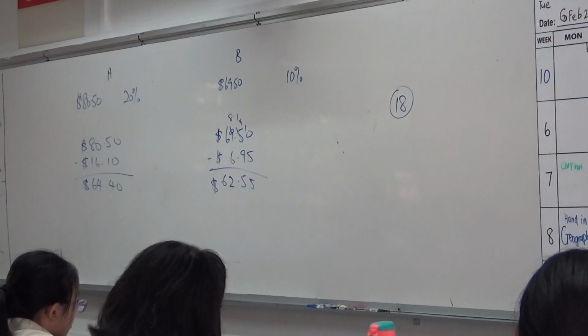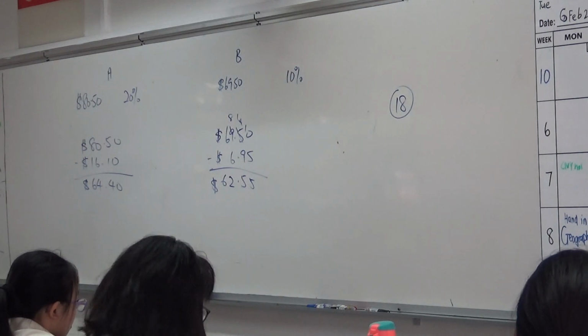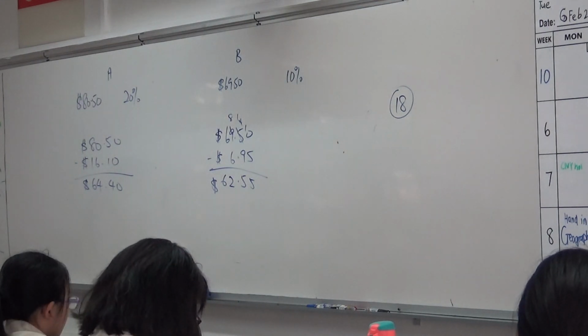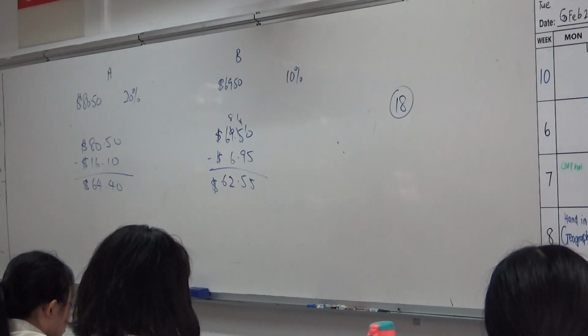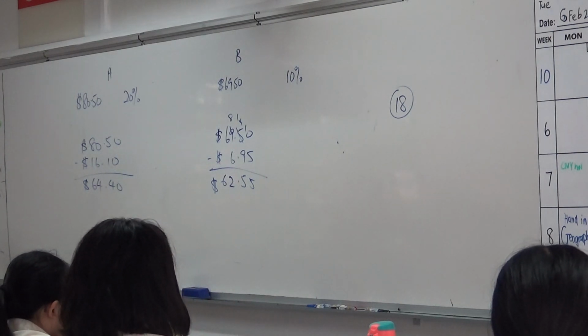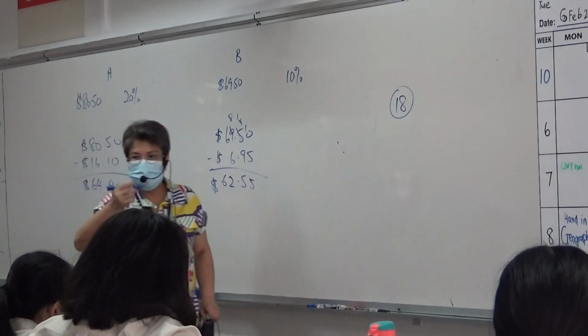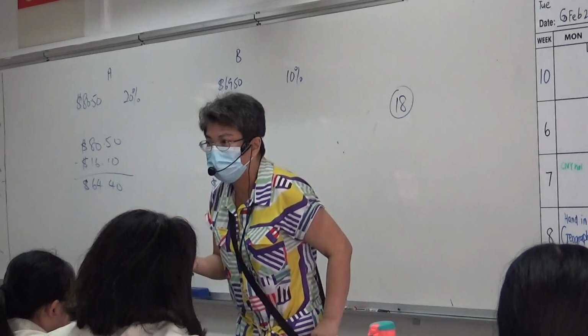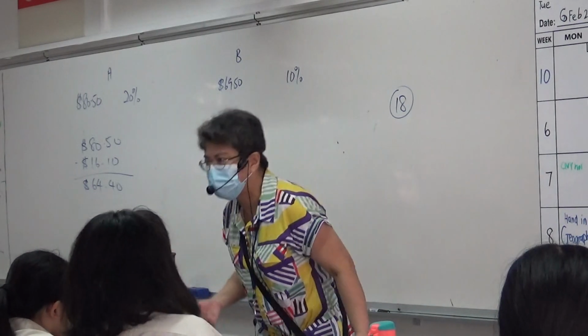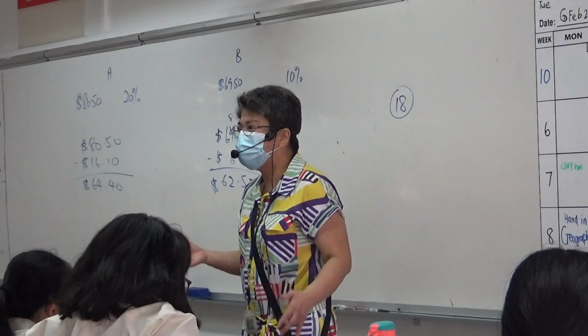Do you agree it's 62.55? Can you see what I'm talking about? Okay, so which one will you buy, A or B? B, yeah? Now, when they ask you why you buy from B, you must say because B is cheaper. You don't say buy from B because it's obvious. Okay, you can tell people it's obvious.